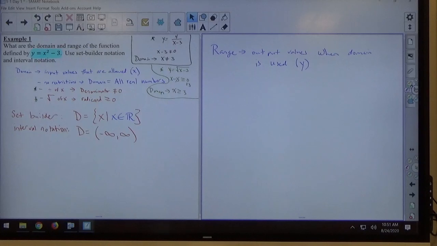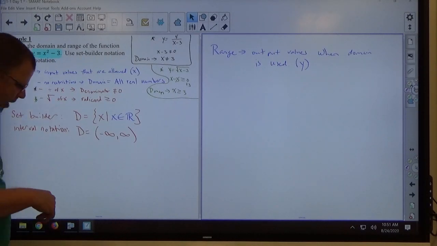We've got this list of x's we're allowed to use, and we're asking what type of answers come out of this function. That's what range is. When I put in the x values, what values do I get out for y? The easiest way to do this is with a table of values. Make an xy chart, you pick x, you solve for y, and you make a determination based on that. So let's take a look at this one.